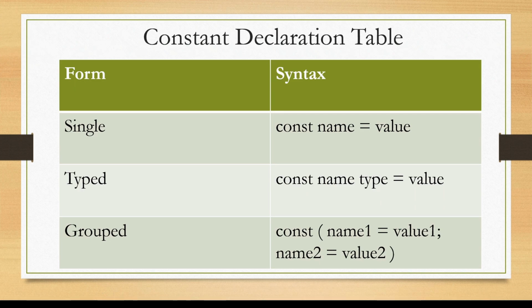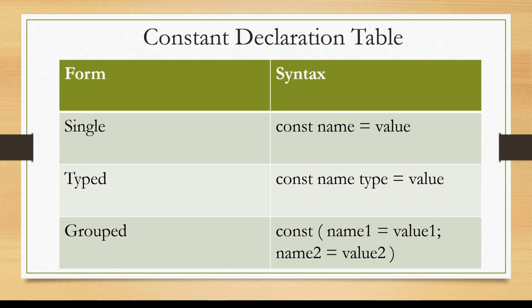Now the second type is form: type. So syntax: const name type = value. So here you are telling Go exactly what the type is. Like const pi float64 = 3.14. This is helpful when you want to stick to a specific type and avoid surprises later. It gives you more control, especially in large code bases.